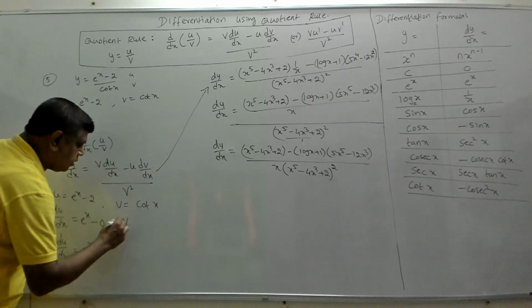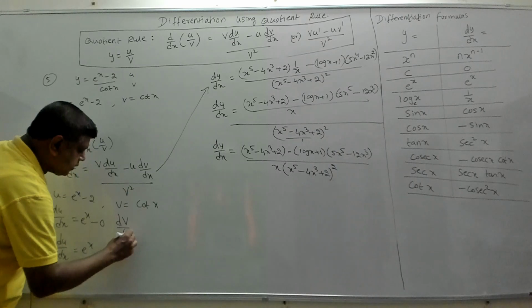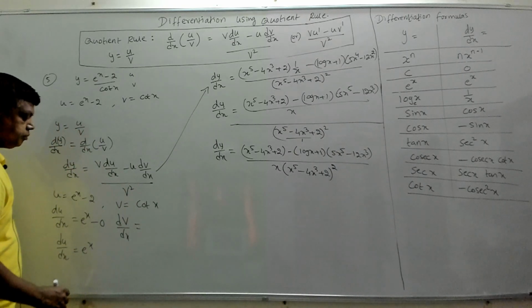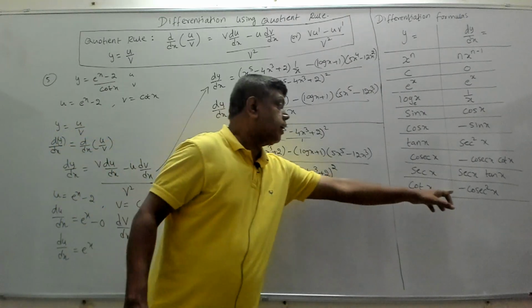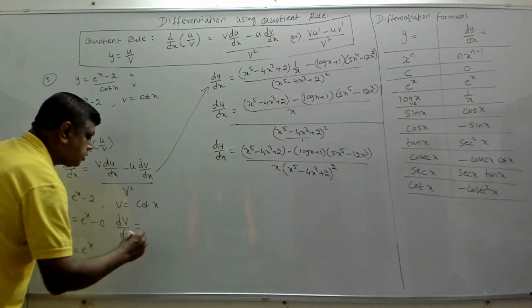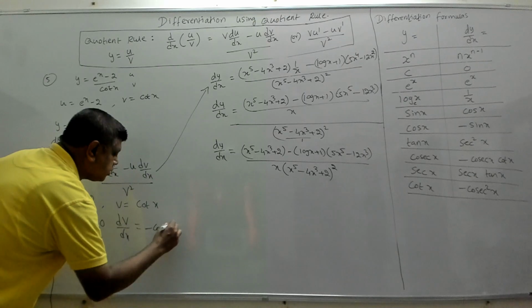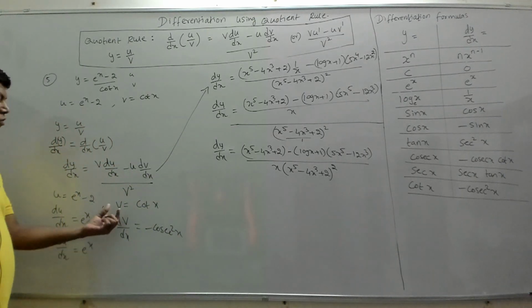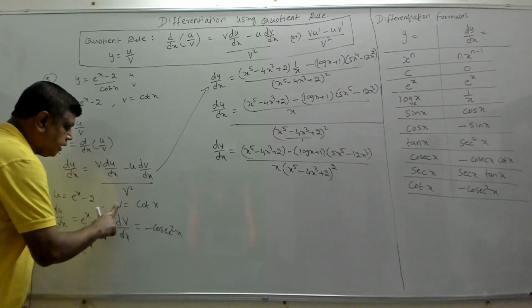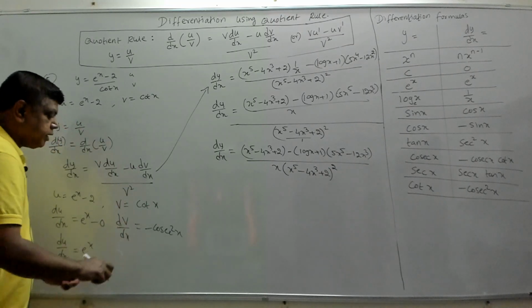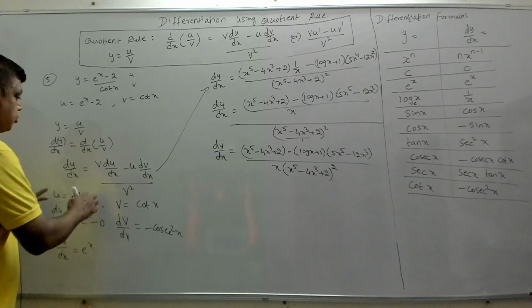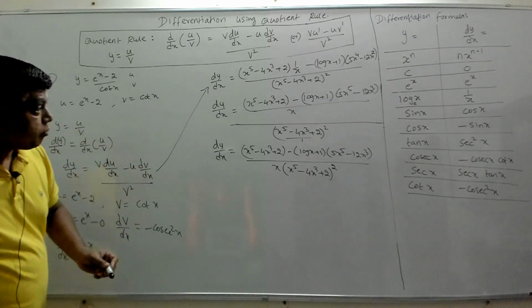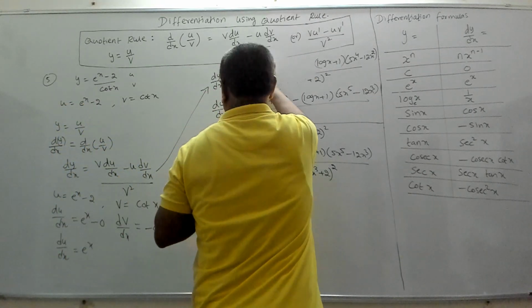Now differentiation of v is dv by dx, and that is equal to, cot x, differentiation of cot x is minus cosecant square x. So this becomes minus cosecant square x. Differentiation of v is dv by dx, and differentiation of cot x is minus cosecant square x. Now we are going to substitute all this in this formula.